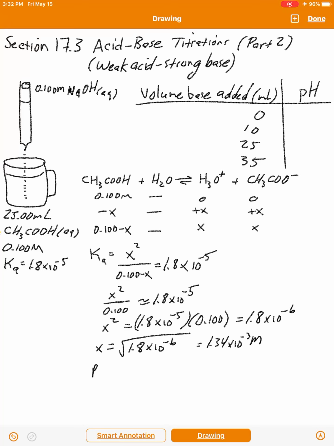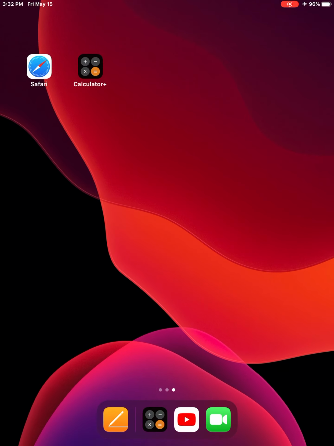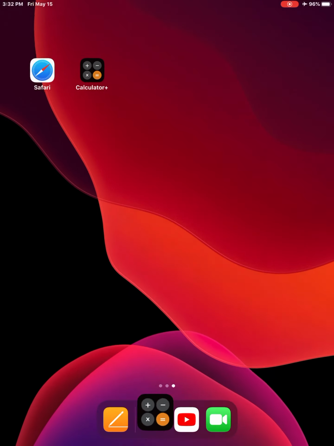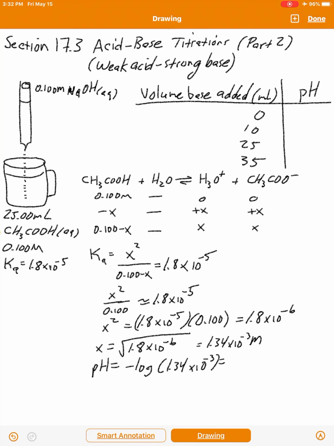Okay, so the pH would be minus log of that. 2.87. So there's your pH, 2.87. Okay, weak acid, pH of 2.87. Keep in mind that had it been a strong acid, the pH would have been 1.00. A strong acid, yes.